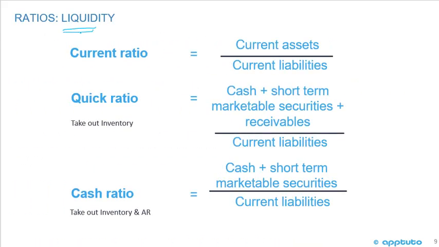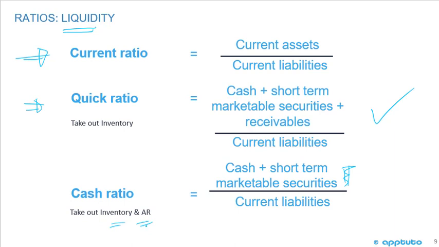So now we're moving on to the liquidity ratios. The first one, the current ratio, which is current assets divided by current liabilities. The quick ratio, sometimes you see it in the long form of cash plus short-term marketable securities plus receivables divided by the current liabilities. Sometimes you just see it as current assets, take out the inventory, current assets minus the inventory divided by the current liabilities, okay? And the cash ratio is just cash plus short-term marketable securities because they're sometimes considered to be a cash equivalent. You can sell them for cash so quickly. So basically you're looking at your cash plus your short-term marketable securities divided by the current liabilities. You're taking out your inventory and your AR.